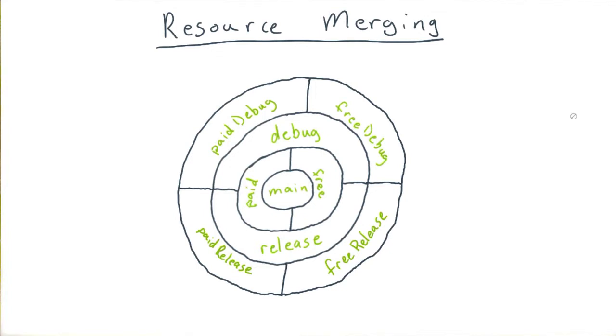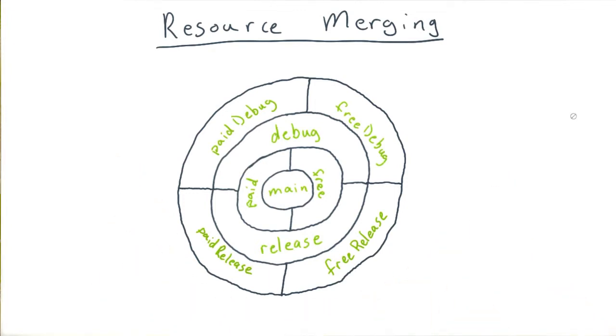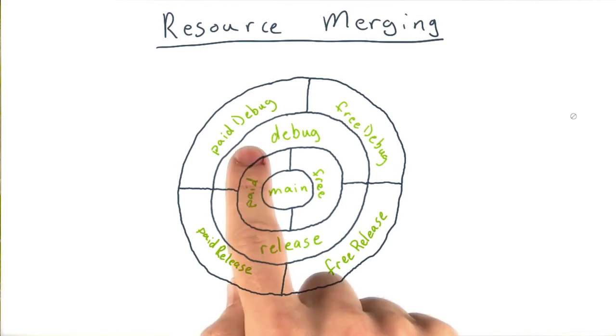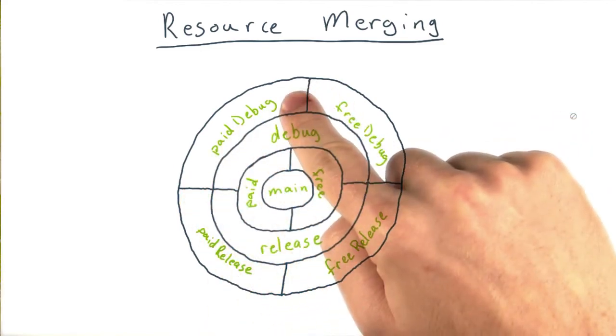To determine what sources and resources are included when we build a particular variant, we can draw a diagram that looks like this. We start in the middle. If we want to build the paid debug variant, Gradle will include everything in main, then merge everything in paid, overriding any conflicts. Next, Gradle will merge in everything from debug, overriding again. Then finally, Gradle will merge in the resources and source that are in paid debug.